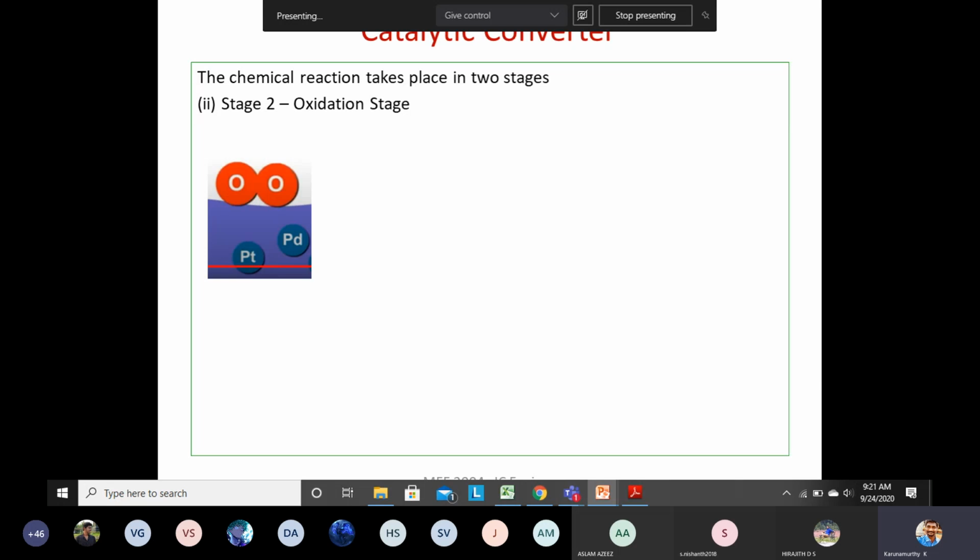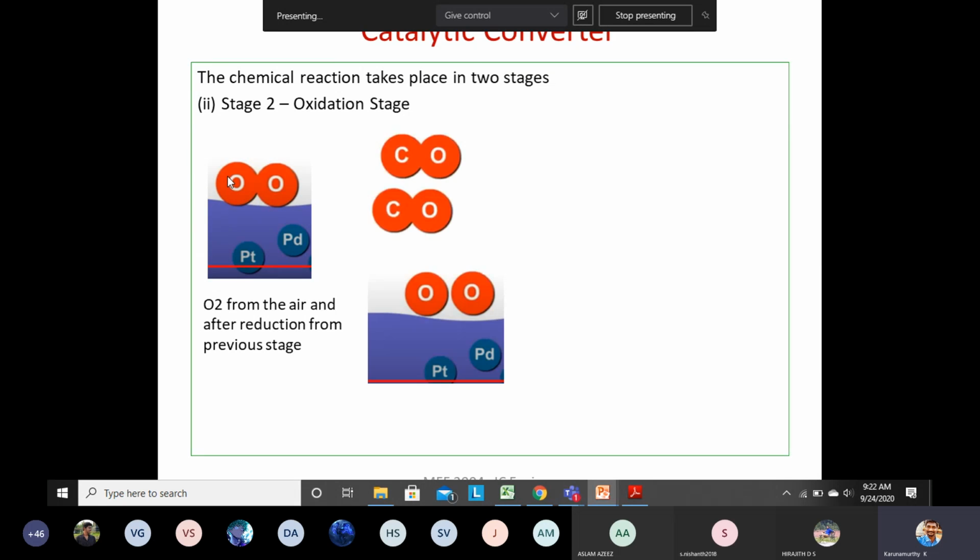Okay. So now from the previous stage, the reduction stage, from the oxides of nitrogen, we have removed the oxygen, right? This oxygen is available, and also some of the oxygen that is present in the air or in the exhaust gas, which has not reacted with the hydrocarbon. So the oxygen that is available in the air as it comes out through the exhaust gas, and also the oxygen that is formed during the reduction process of the previous stage of the reaction, those oxygens are available in the catalytic converter.